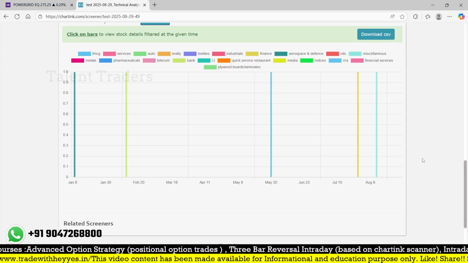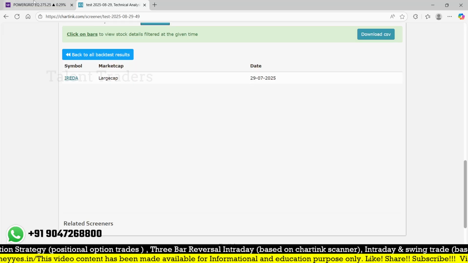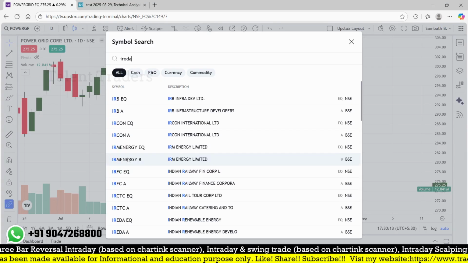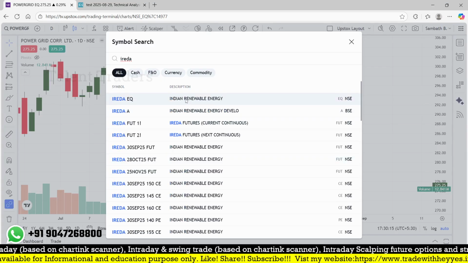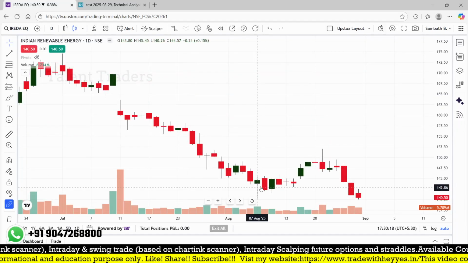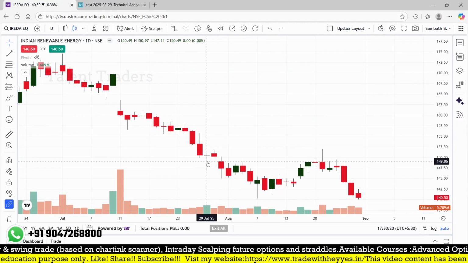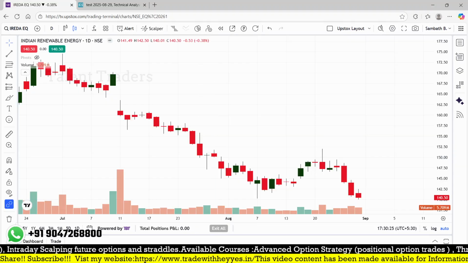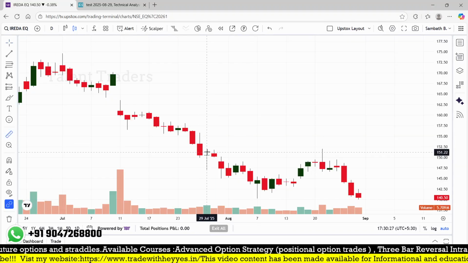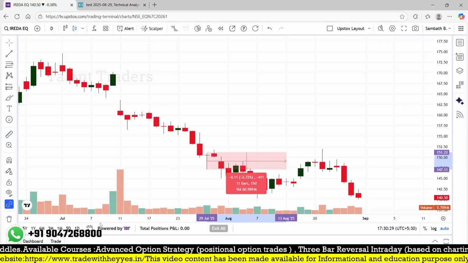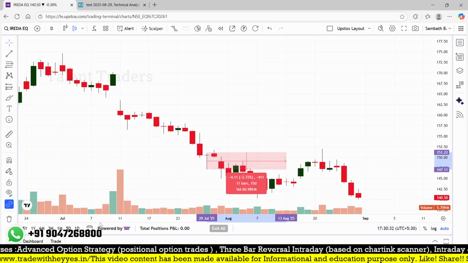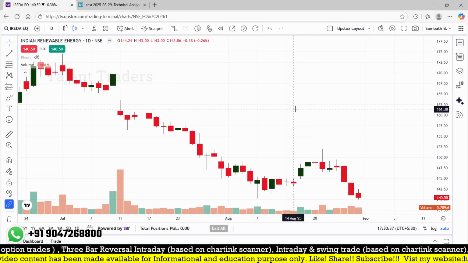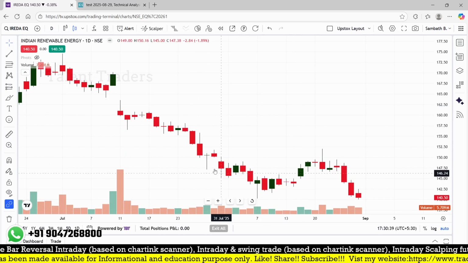Okay, that was the previous one, and here is one more, IREDA, renewable energy. This is also a pattern, at the point of 29th July exactly. In this case the next day triggered our breakout and then our stop loss, but the stop loss trade is also available, which means this is not a repaintable one. So this is a valid backtest for our purpose.